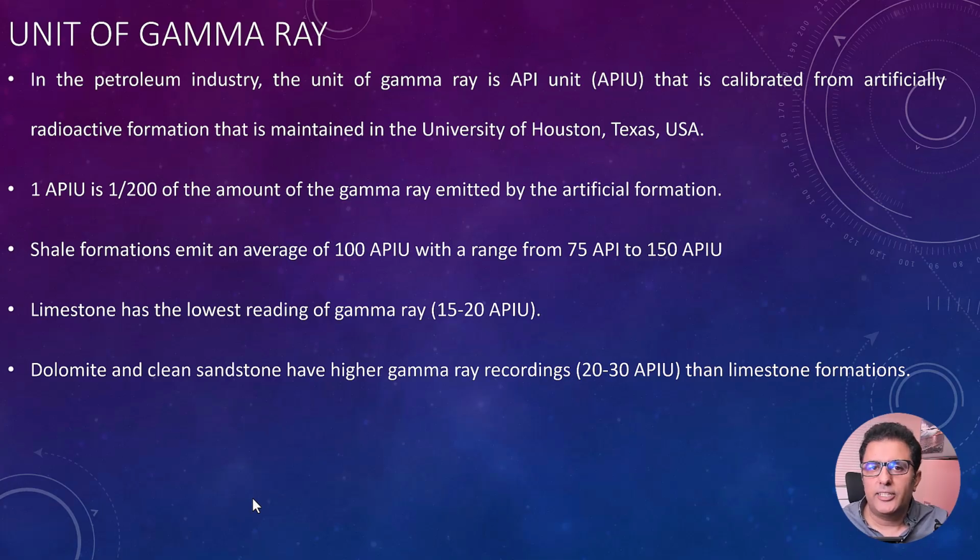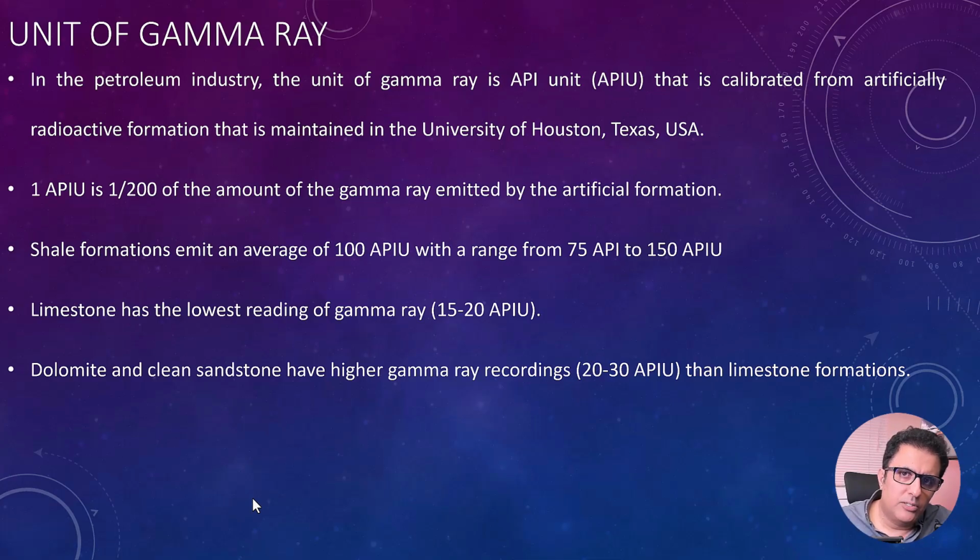So how are we able to identify shale formations? Shale formations, as I mentioned, produce a lot of gamma rays, and they have an average of 100 API units. But depending on how much potassium element they have, it is possible that some shale formations produce from 75 API up to 750 or even more. In some scenarios, we find shale formations that produce even more than 150 API unit gamma ray.